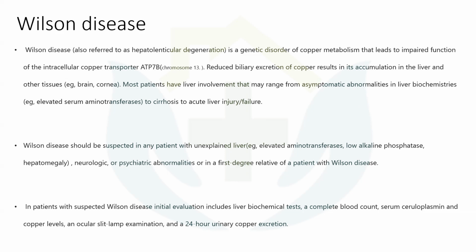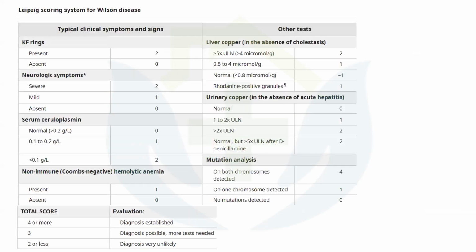Next slide, please. There is a scoring system, the Leipzig scoring system, for the diagnosis of Wilson disease, developed by a German physician. They score based on the KF ring, neurologic symptoms, ceruloplasmin level, and also whether the patient has Coombs-negative non-immune hemolytic anemia. If it is immune, then Coombs positive will come, but in this case it will be non-immune hemolytic anemia.